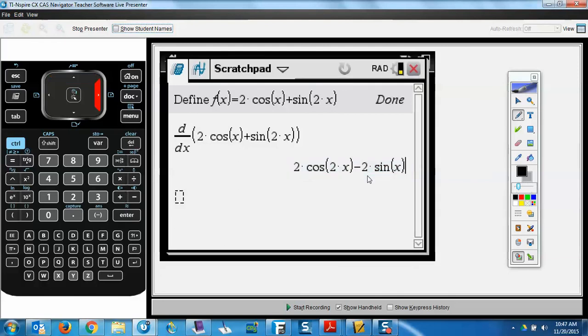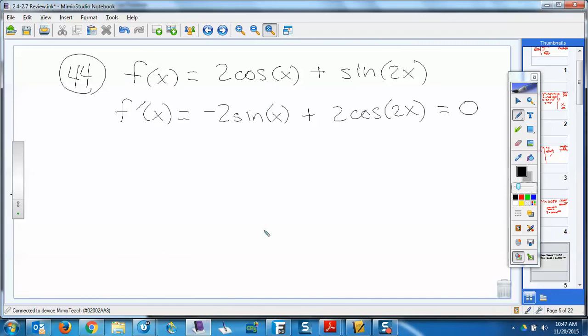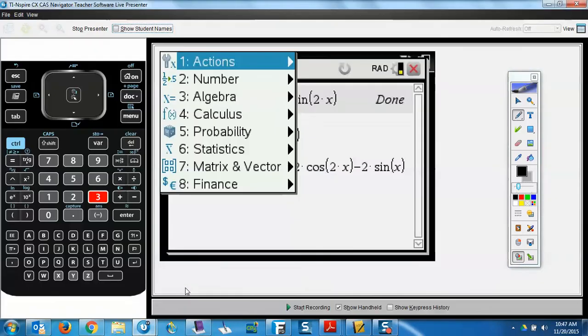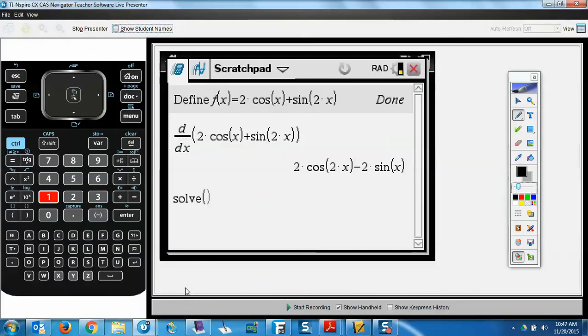Now, what are we supposed to do next? Set it equal to 0 and solve. Now, on here, I have no choice. I can't solve that with all that stuff. So, we go to algebra. We go to solve. We can arrow up and grab this, because I don't want to. That's why I defined it. I don't want to type it any more than I have to. I'm going to go up and grab that.